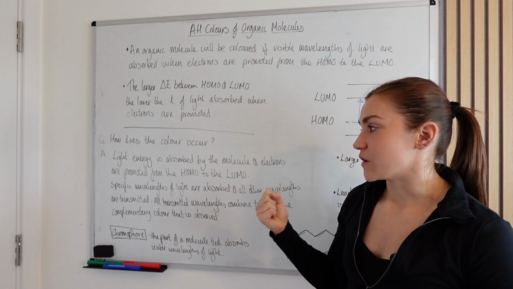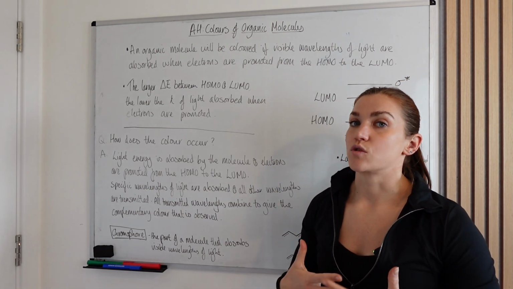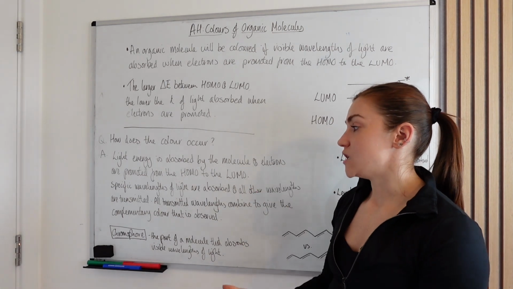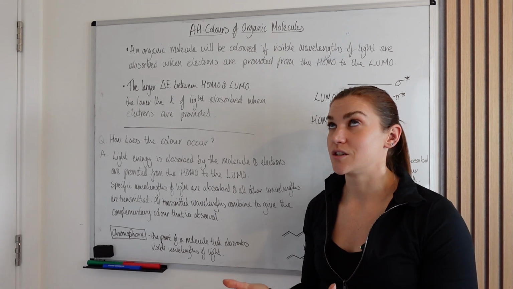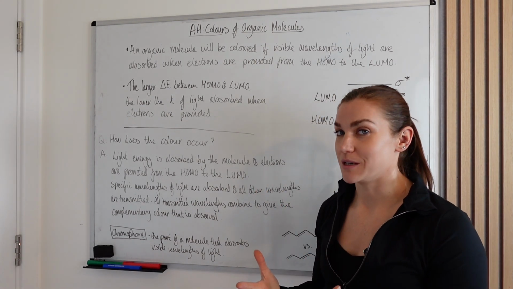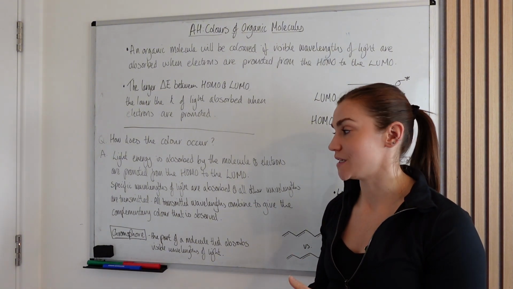That specific wavelength of light is then absorbed by the molecule, and all the other wavelengths that are not absorbed are transmitted or passed through. And it's the combination of all the transmitted wavelengths that combine to give us the complementary colour that we see.